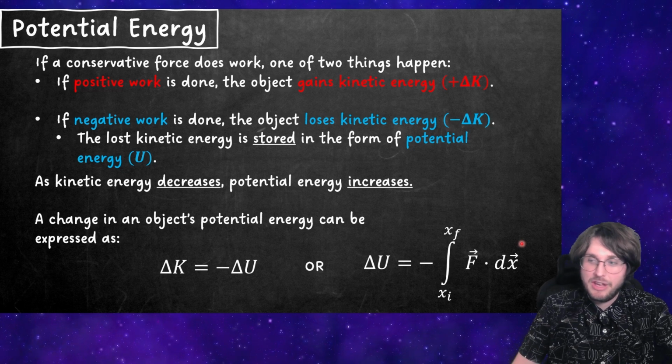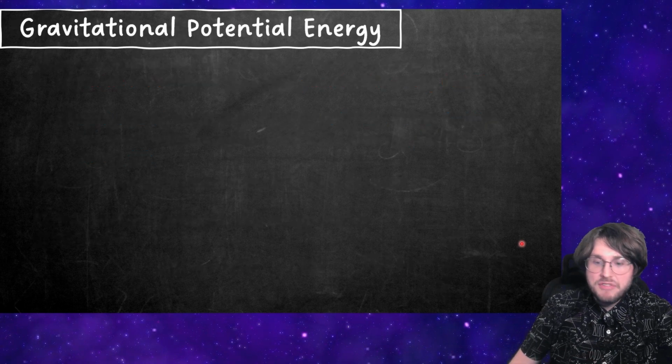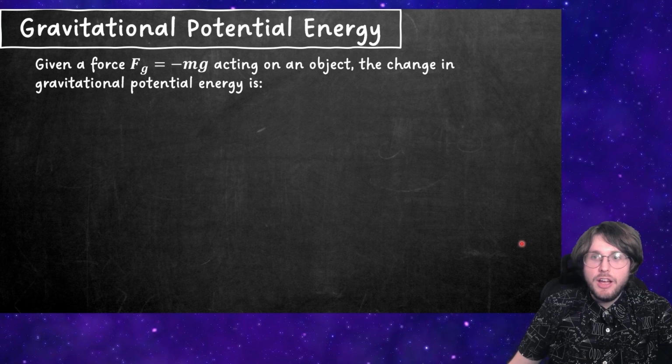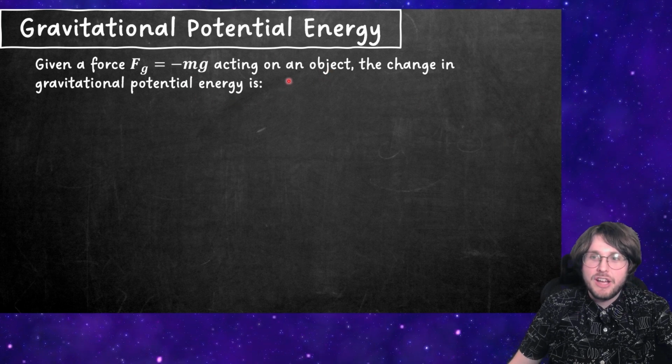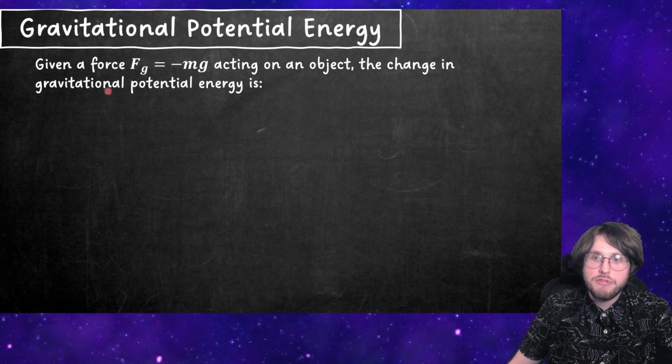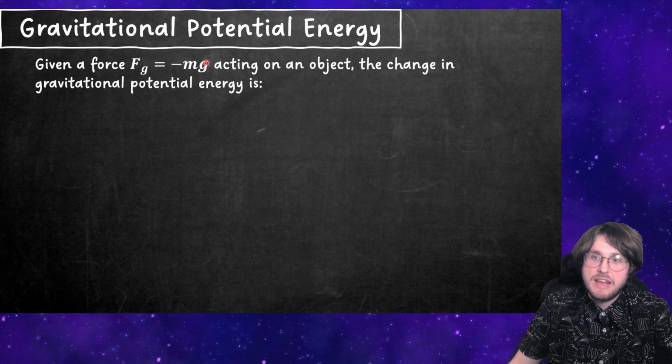And that's what we're going to be using for this next derivation. So gravitational potential energy is based on the gravitational force, and we're going to refer to that as Fg equals negative mg.